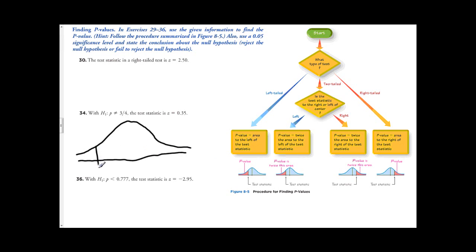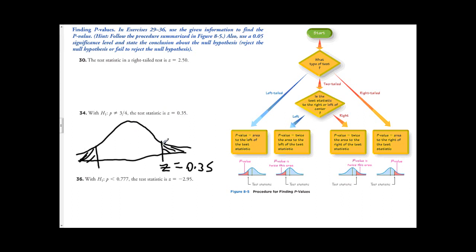So I have a tail over here and a tail over here. So when I find the area that corresponds to the test statistic of 0.35, I'm going to have to double it because I not only have this tail, but because it's two-tailed, I have this tail. So in a two-tailed test, you actually have to double the area to the right of your test statistic, or to the left of your test statistic if it were negative.